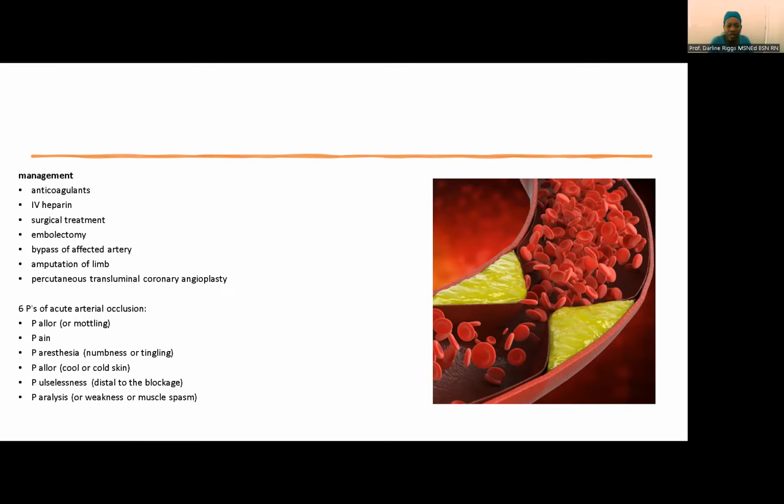I don't know if you're familiar with the 6 Ps. If your teacher taught you, this is a good way to remember these, what we call the 6 Ps. So there's that pallor, right? That mottling, the pain, the paresthesia I just mentioned, after a cramp they get that tingling sensation. They need to move the extremity. The coolness, similar to the pallor, the mottling, because there's decreased blood flow. Whenever there's decreased blood flow, cold. When there's blood flow, you're warm. Pulselessness, literally nothing. Weakness, muscle spasm, which is the paralysis that they get.